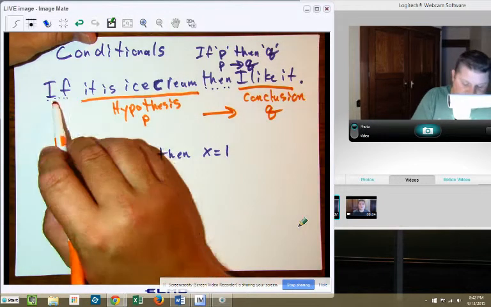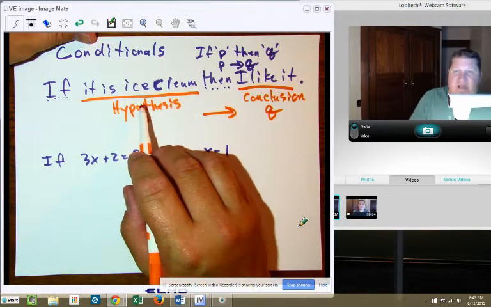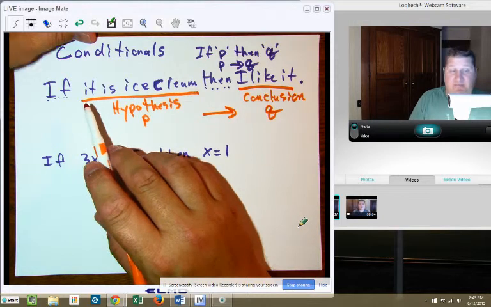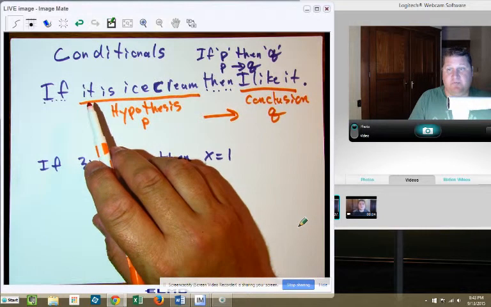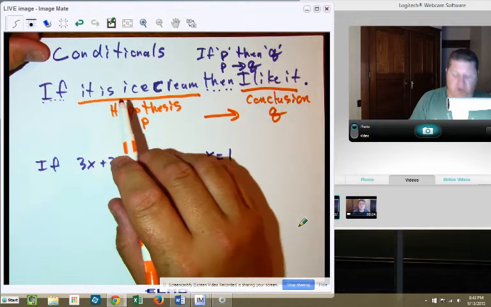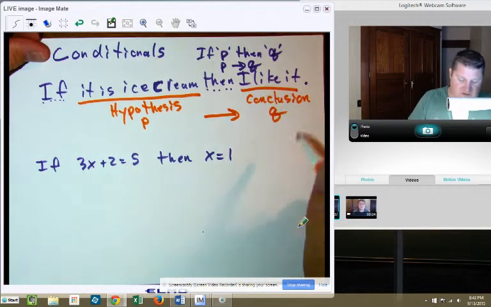You'll notice the if and the then are not part of the hypothesis. If you put if or then in the hypothesis and the conclusion, you will be wrong. So do not do that. If and then are not included, only the hypothesis and the conclusion.